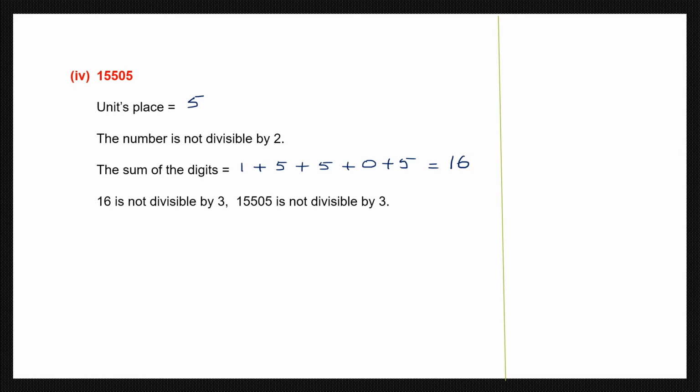Therefore, 15,505 is also not divisible by 3. So we did the test for 2 and we found it's not divisible. We did the test for 3 and we found it's not divisible. So therefore, 15,505 is not divisible by 6.